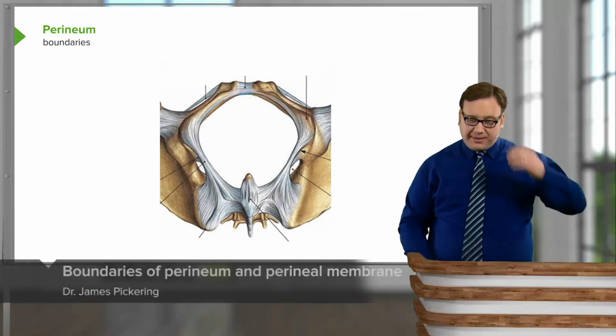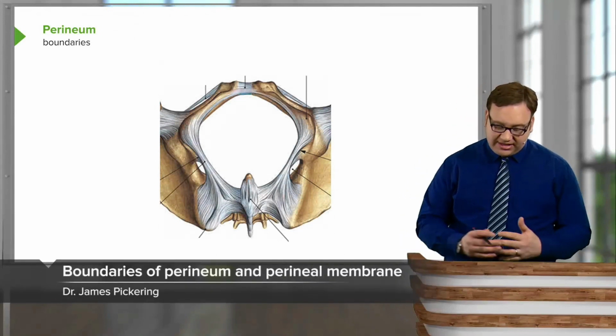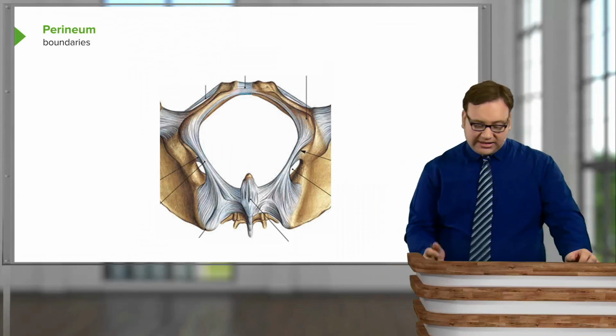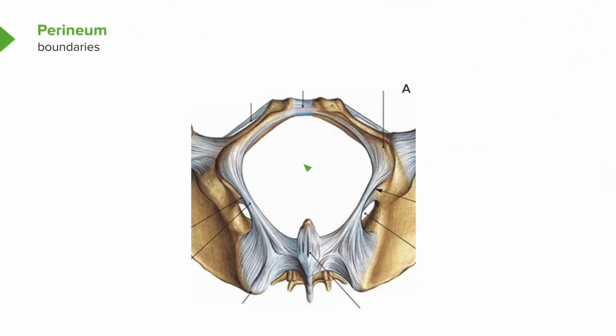So let's look at the boundaries of the perineum. This is an inferior view of the bony pelvis. We have anterior up here and we have posterior here. We have the pubic symphysis. We have the inferior pubic ramus. We have the ischiopubic ramus. We have the ischial tuberosity here. We have running from the ischial tuberosity to the sacrum, the sacrotuberous ligament. And here we have the coccyx.